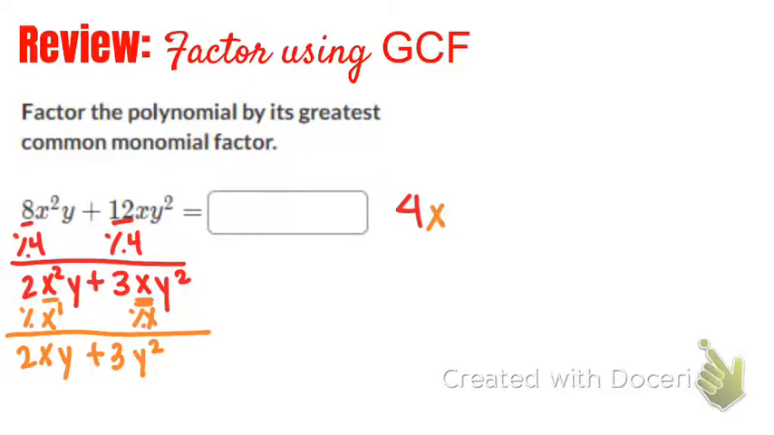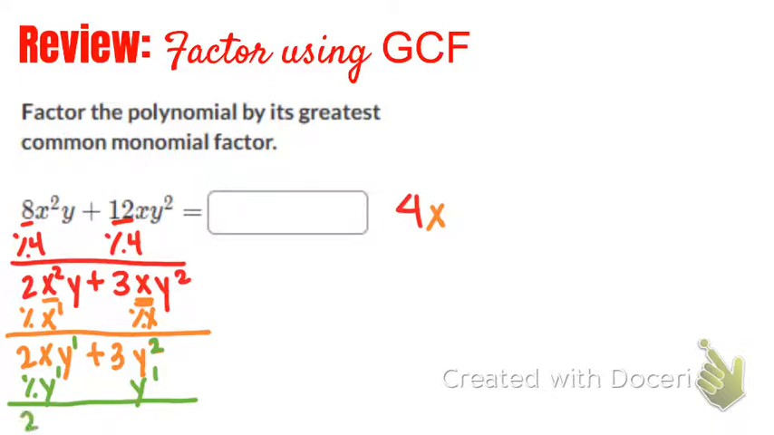Now let's look at the y's. What's the greatest number of y's I can factor out of each? Again, there's just one y here and then there's 2 here. So I can only factor 1 out. You can't factor something out that isn't there. So there's only 1 on the left, so we're just going to factor 1 out.